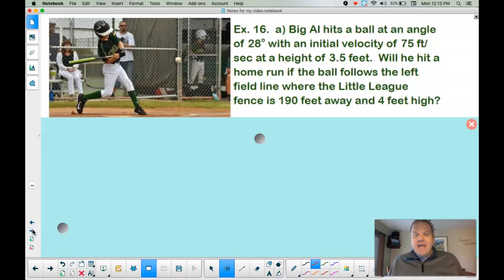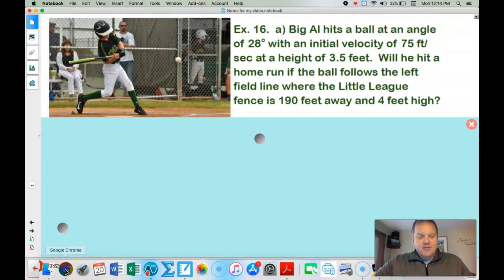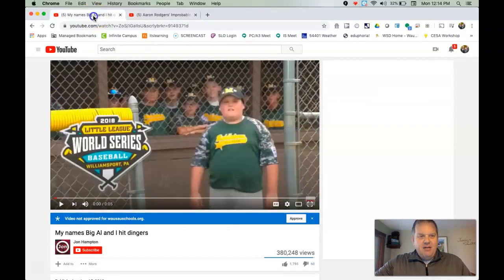Okay? Big Al hits a ball at an angle of 28 degrees with an initial velocity of 75 feet per second at a height of 3.5 feet. Will he hit a home run if the ball follows the left field line where the Little League fence is 190 feet away and 4 feet high? Now, for those of you that don't know who Big Al is, let me introduce you to Big Al.